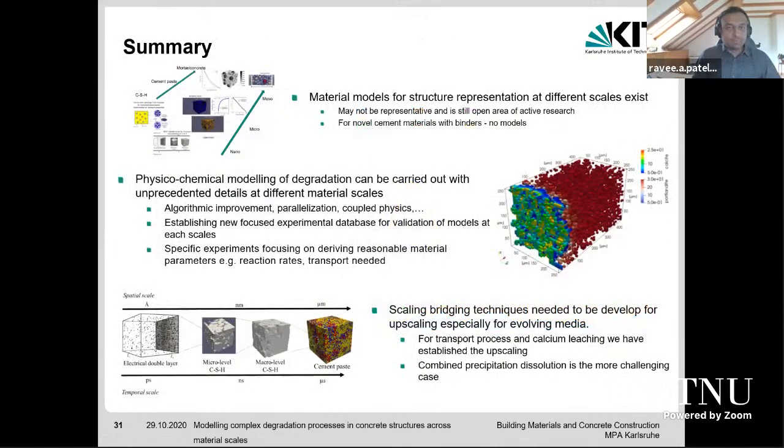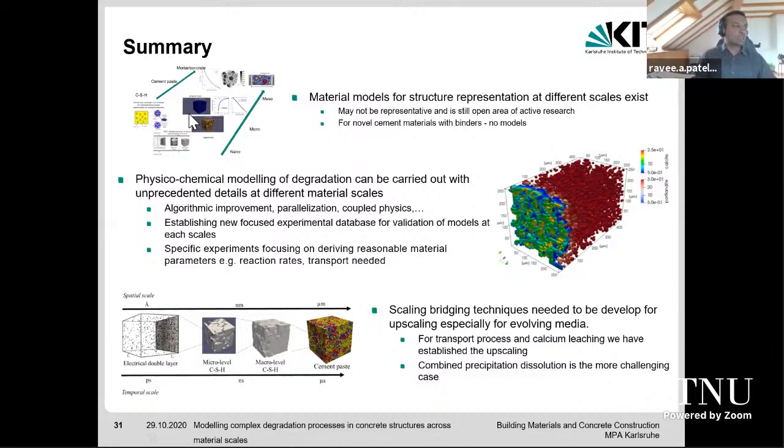So to summarize my presentation, I tried to give an overview rather than giving a more detailed view on one specific topic of my research. Basically, I demonstrated that there are material models which allow us to do multiscale simulations. However, this should be taken with caution because these models may not be representative, and this is still a very active area of research on how to represent material microstructure.